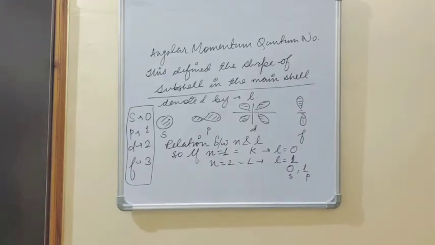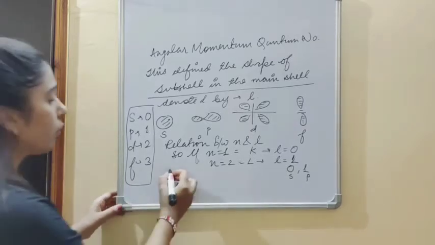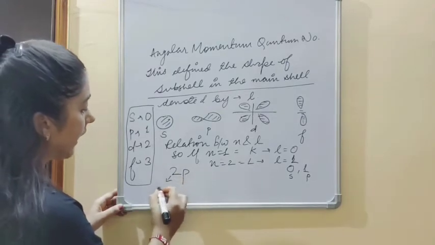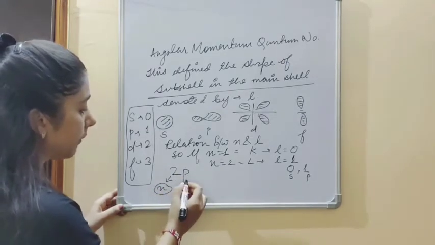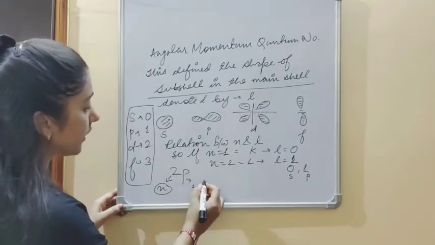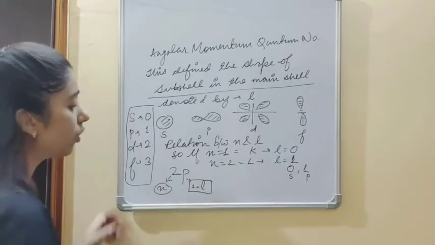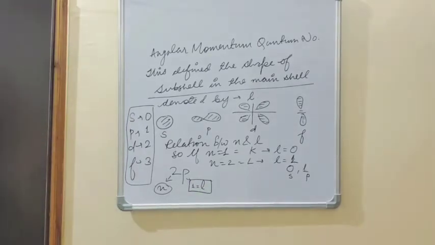Okay, suppose we take an example 2p. Here n is the principal quantum number, which is 2, and p's value is 1, so the value of l equals 1. I hope you can understand the relation between the n and l values.